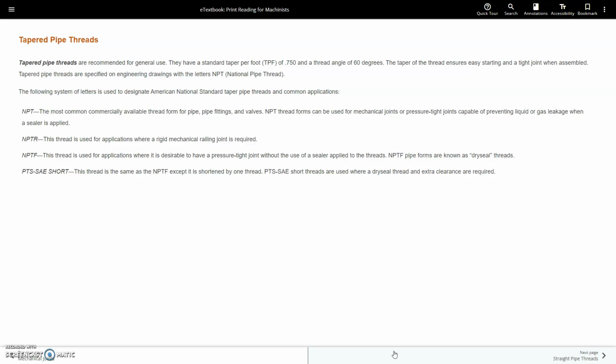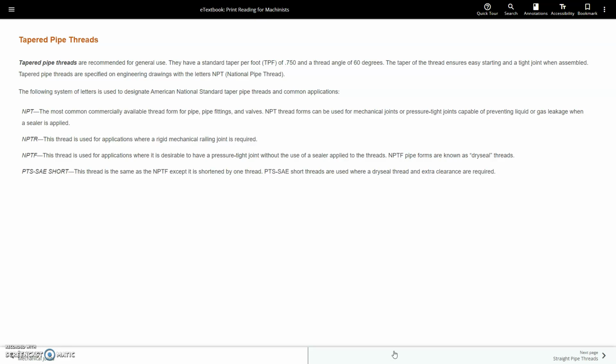NPTR, this thread is used for applications where a rigid mechanical rail joint is required. NPTF, this thread is used for applications where it is desired to have a pressure tight joint without the use of a sealer applied to the threads. NPTF pipe forms are known as dry seal threads.